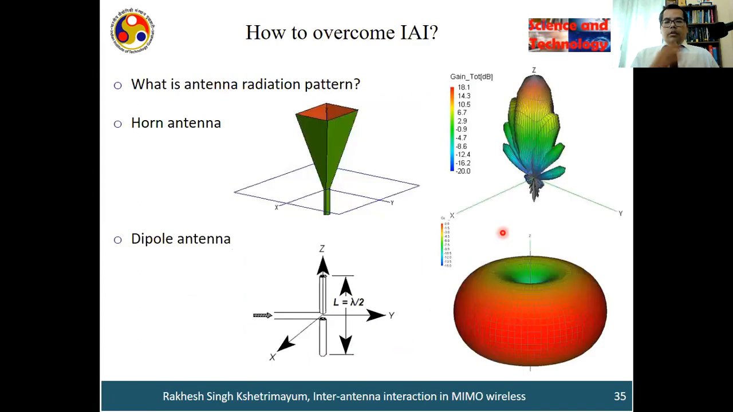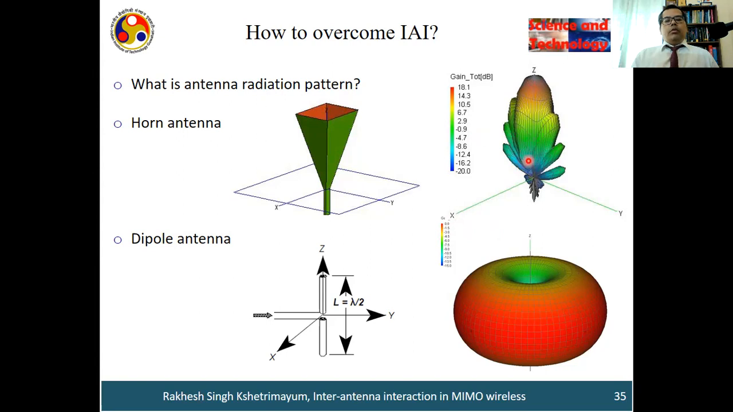Okay, so that's all about the introduction to MIMO wireless. Let us come back to the inter-antenna interaction. You need to know a little bit about the antenna. So how is the antenna radiating signals? How is the behavior with respect to theta and phi over space? For example, this is one typical antenna called a horn antenna. These are made up of metal, and the signal will be radiated from the aperture of this antenna. So this is the typical radiation pattern of this antenna.